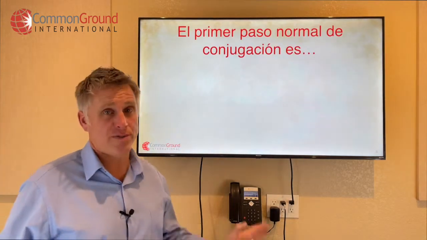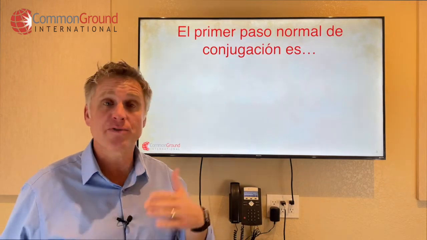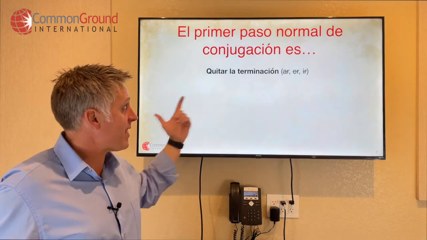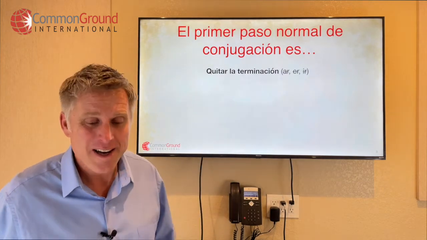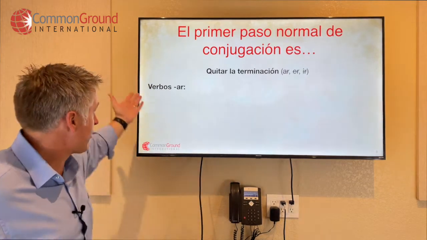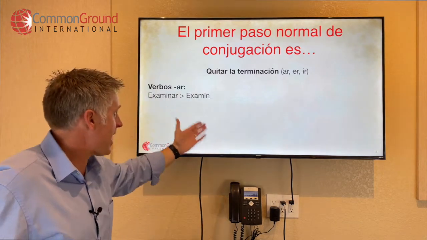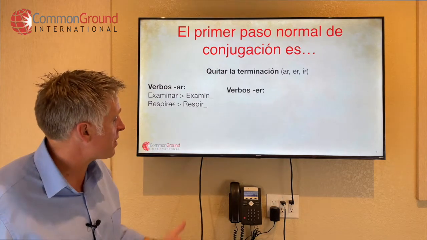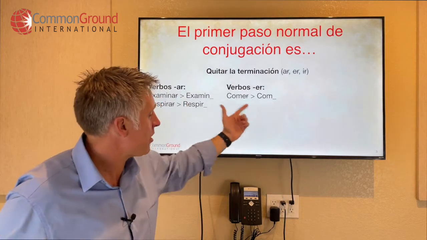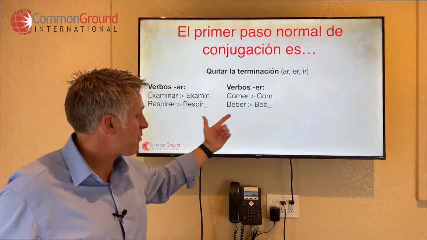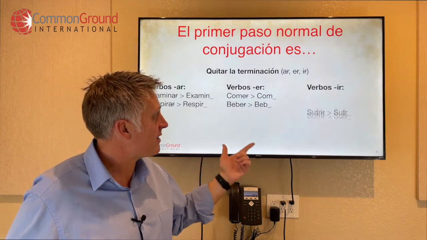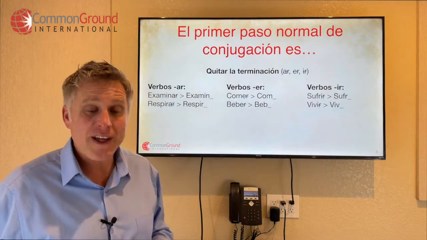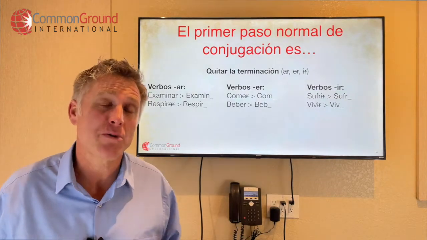So for most verb conjugations, the first step of conjugation is to take off the AR, ER, or IR. For example, a verb like examinar, we take off the AR and we're left with examin, right? And respirar, we're left with respir. Or ER verbs, comer, we're left with com. Beber, we're left with beb. And sufrir, we're left with sufr. Vivir, left with viv. Okay? So that's the first step of most verb conjugations.